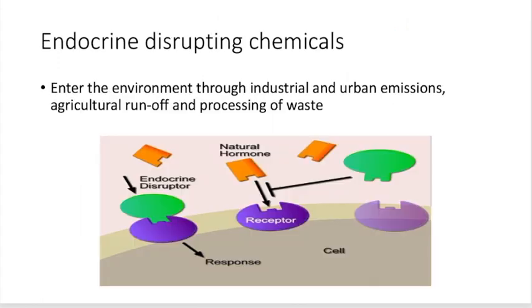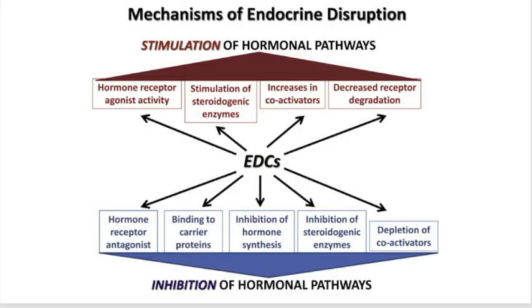There are also endocrine disrupting chemicals, and this is kind of high yield when we talk about environmental nursing. So these enter the environment through industrial urban emissions, agricultural runoff, processing of waste. And they basically come in here and block our natural hormone receptors. So they can really cause some issues. And here's just ways that we look at endocrine disruption.